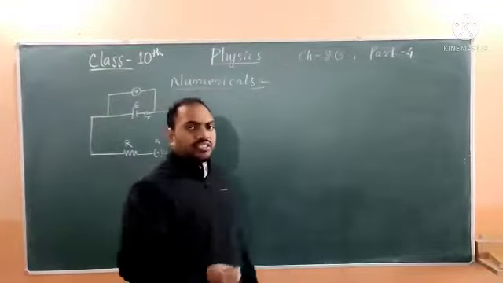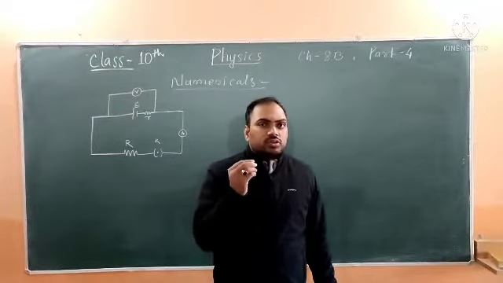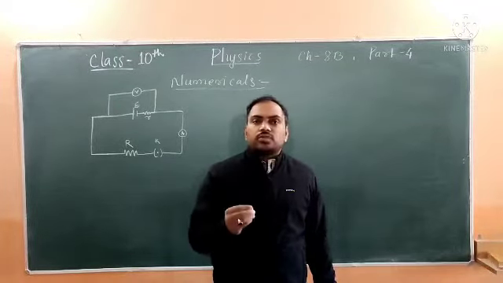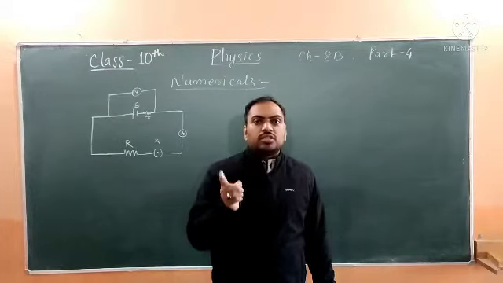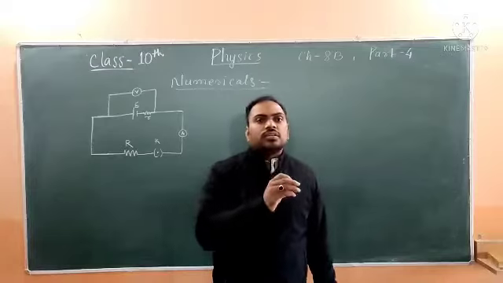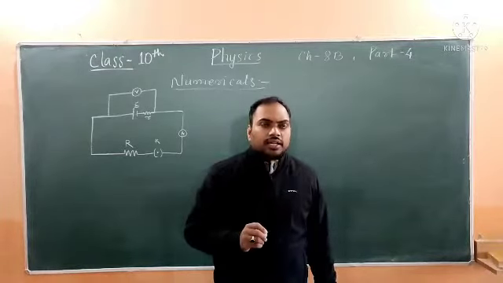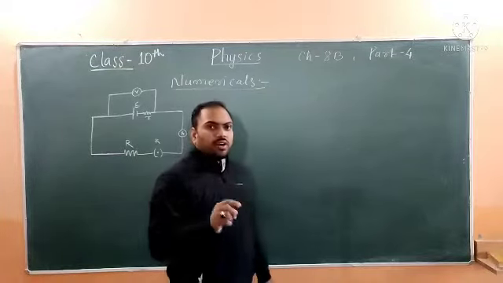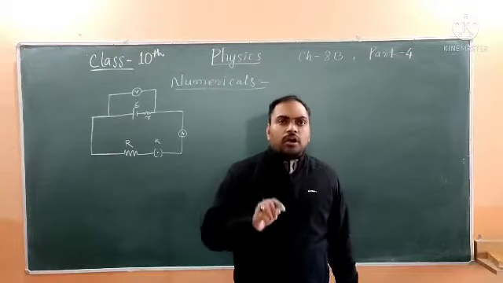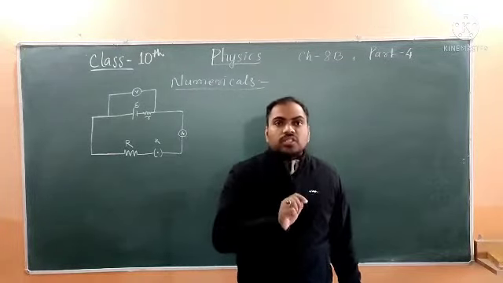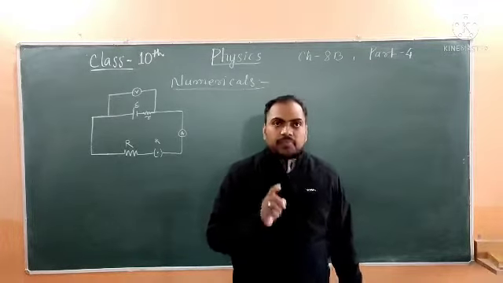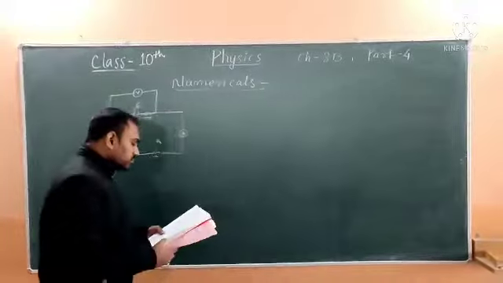Please understand, when the switch is open, it means that there is no current flowing through the circuit. When the switch is closed, it means that there is a current flowing in the circuit. When you switch on the bulb, definitely you are closing the switch to connect the current flow. I hope you get it.